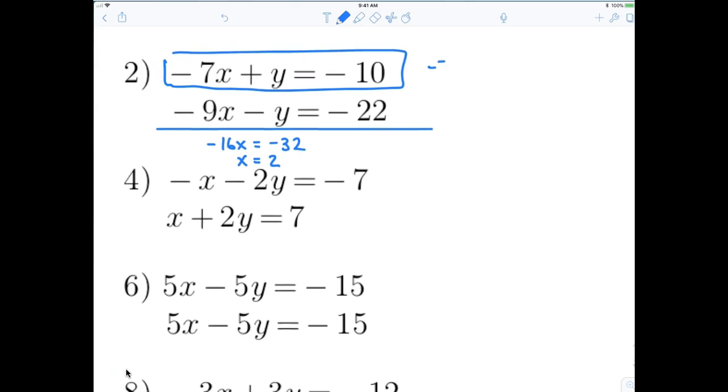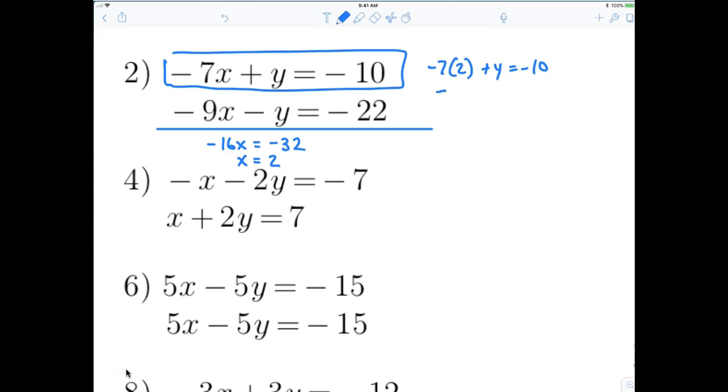So negative 7 times 2 plus y equals negative 10. Does everybody agree? All right. So now I have negative 14 plus y equals negative 10. So y is equal to what? 4. So my answer is 2 comma 4. Everybody good on that?